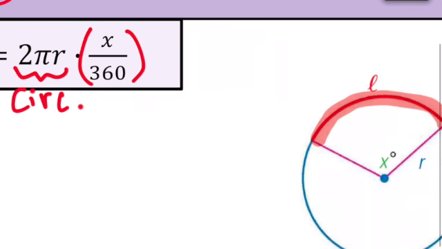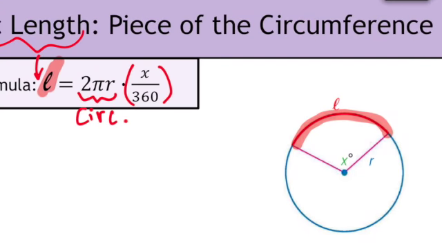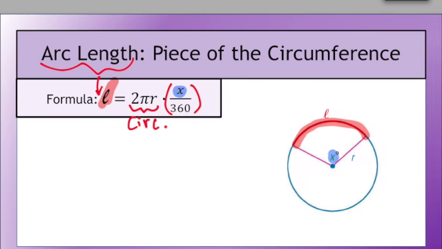Notice how in my circle here, let's use a different color. The x is the angle that covers that arc. So when we're using this formula, you have to be really careful just to make sure that you're using the correct angle that corresponds to the arc that you're looking for.